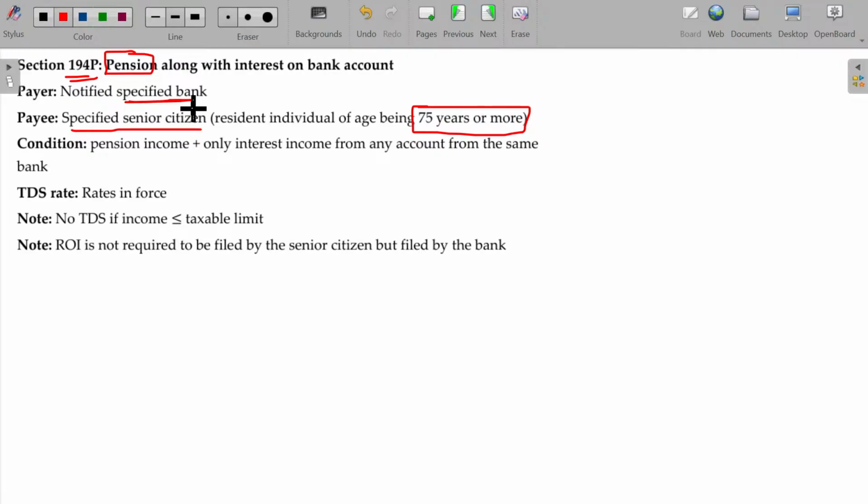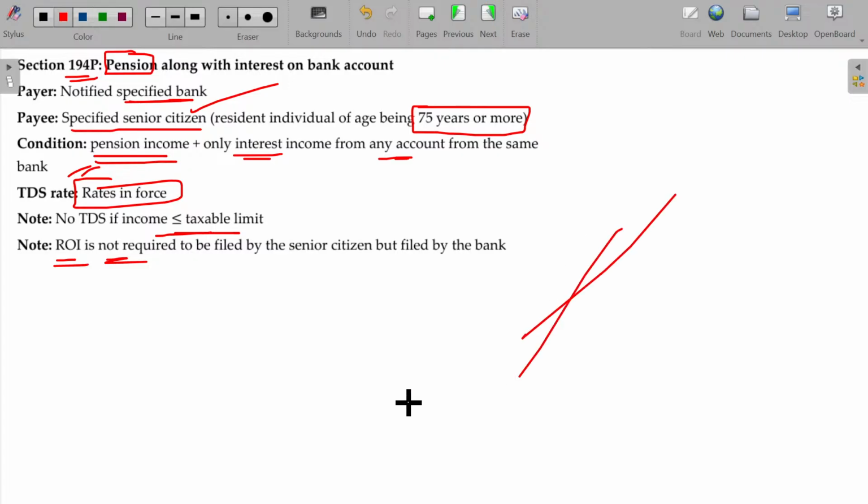It is applicable to a specified bank for the specified senior citizen, and the condition is that he earns only pension income and only interest income from any account in the same bank. What is the rate applicable? The rate applicable for the senior citizen for that income will apply, and TDS is automatically calculated, deducted and deposited by the bank itself. And of course, if his income is less than the taxable limit, TDS is not required. The benefit for that senior citizen is that he is not required to file the ROI. Hope now we'll be able to understand this one. 194P.